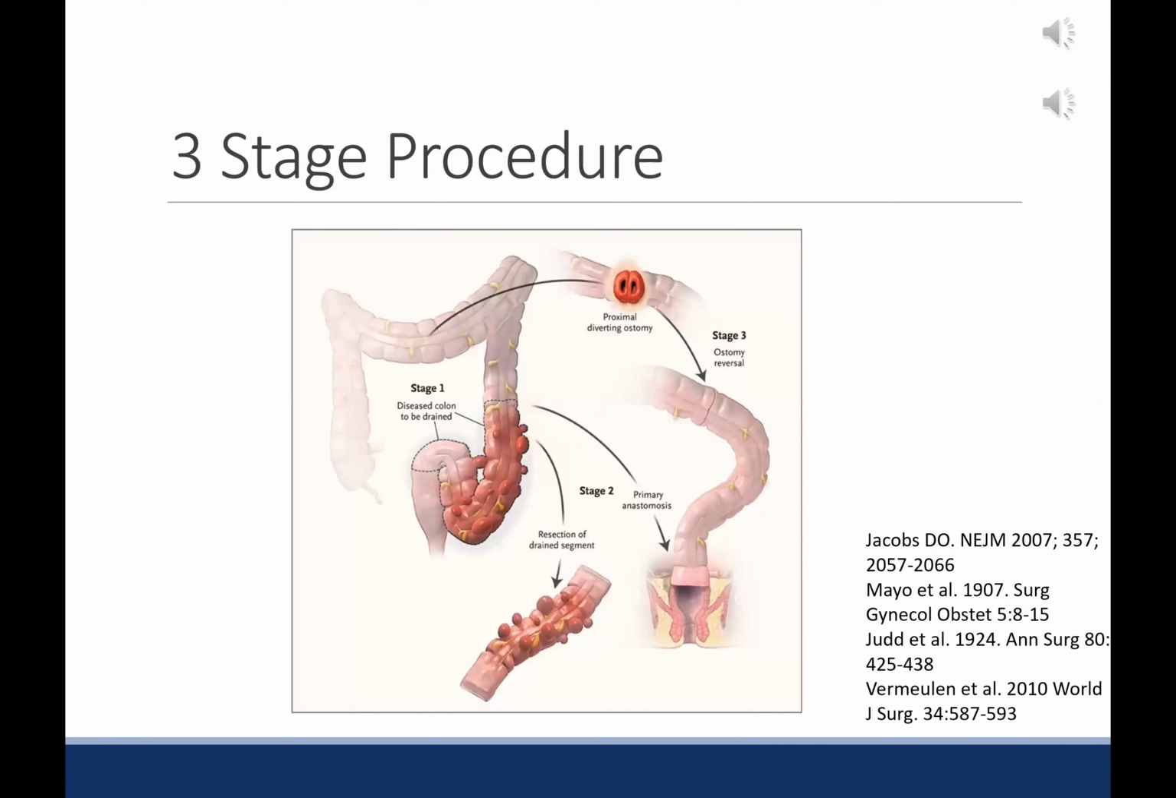The 3-stage procedure was common practice for treating diverticular disease. The first report was by Mayo in 1907. The classic 3-stage operation is number 1, diverting colostomy and drainage, number 2, resection of involved colon and anastomosis, and number 3, closure of the colostomy. In 1924, the Mayo Clinic presented its results and felt it was the safest way to proceed for perforated diverticulitis.